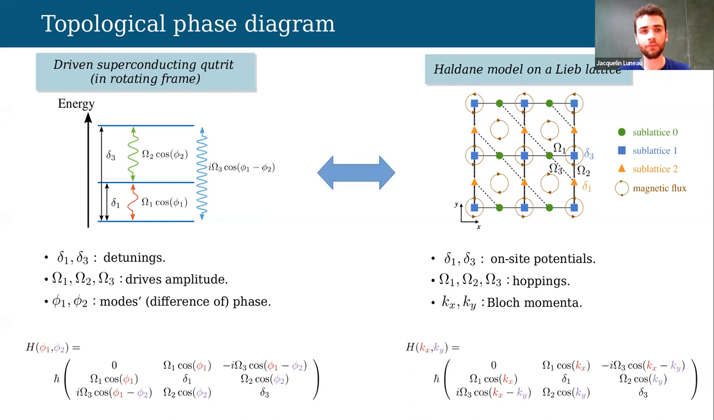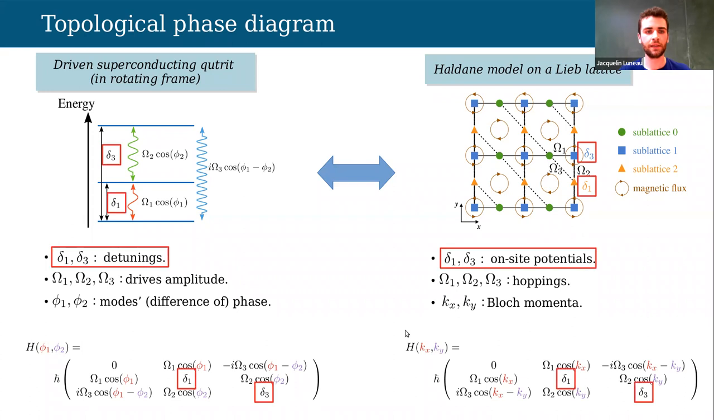And to find the values of the parameters such that a gap closes, we used an analogy between our driven superconducting Q-trit and a model of non-interacting particles on a Lieb lattice. So what is a Lieb lattice? A Lieb lattice is a square lattice where we have one extra site on each bond, such that the corresponding Bravais lattice of such a Lieb lattice will have three sites per unit cell. And so using Bloch theory, the Bloch Hamiltonian will be a 3x3 Hamiltonian.